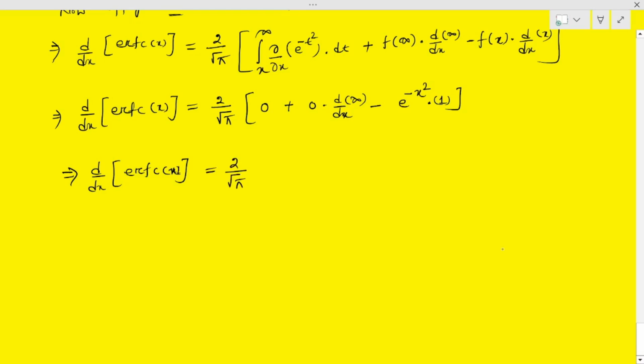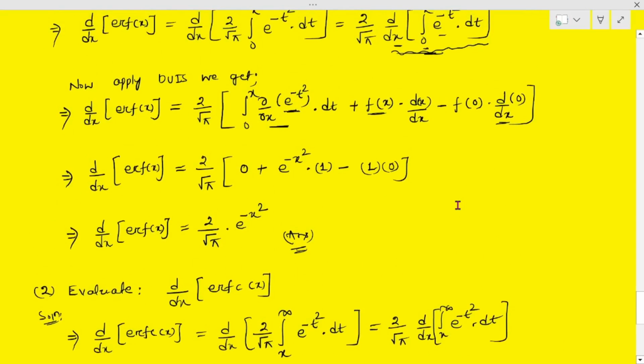Here minus 2 by root pi into e to the minus x square. Okay, you just remember this one. This result is also required to solve other questions. Maybe this value will be asked directly for 1 mark in your exam.